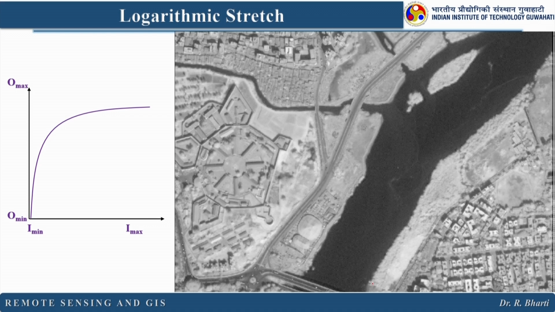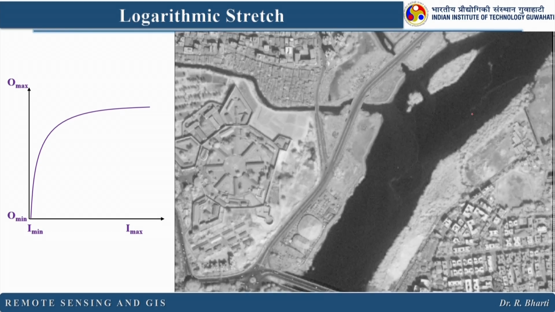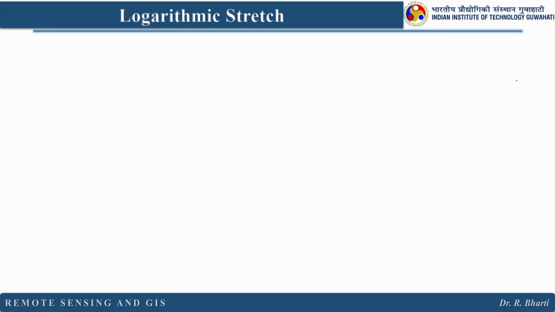So here, previously this particular pattern which is highlighted in this box was not seen. You can see again, so this is the example, right? Here you can see in the darker portion the information is getting enhanced, or you are getting more information in the darker portion of the image. So in case you are interested in such areas, then definitely you have to go for logarithmic stretch.